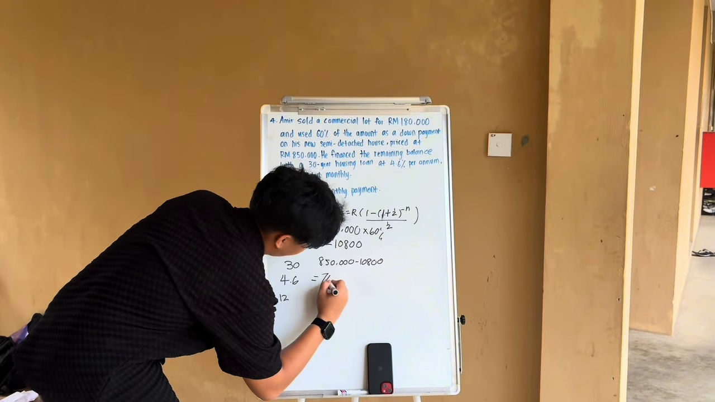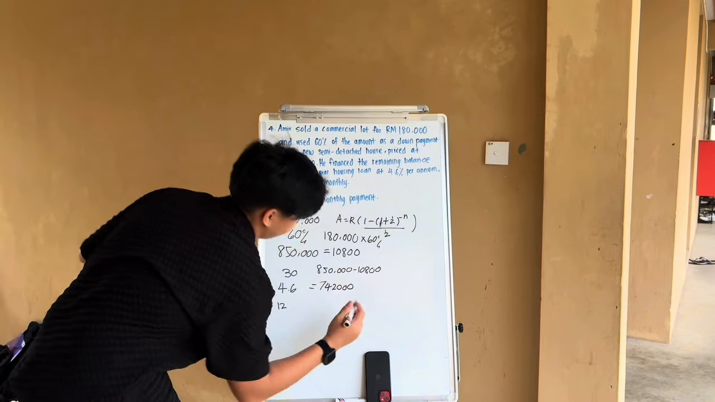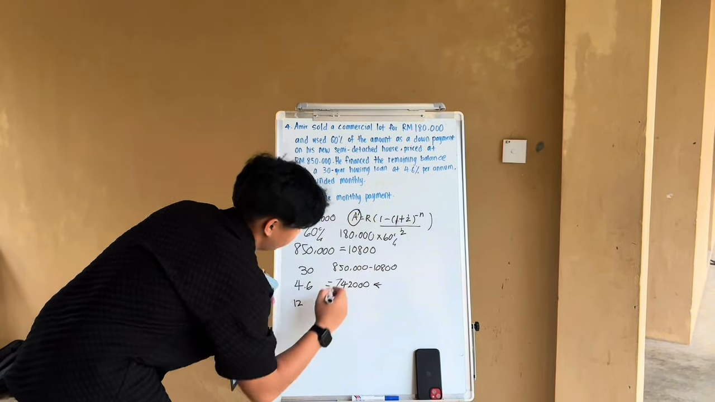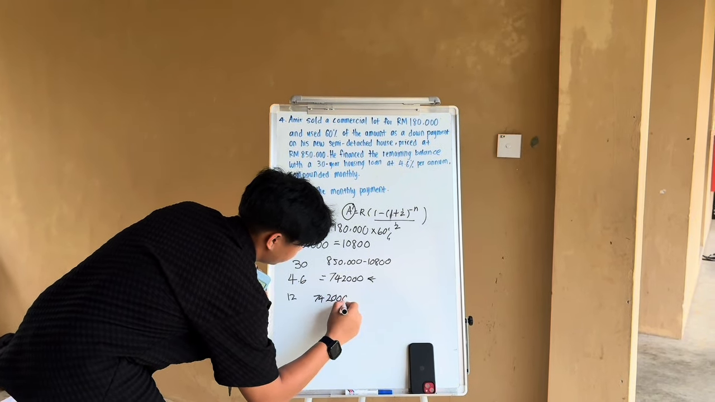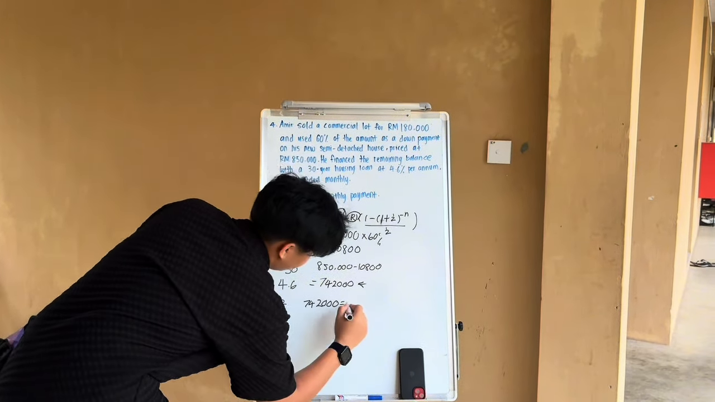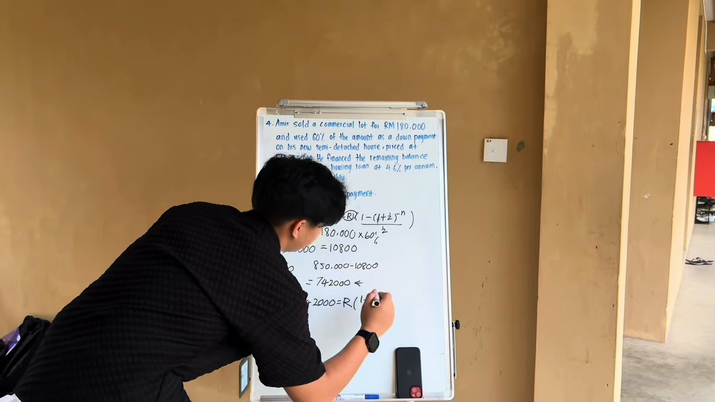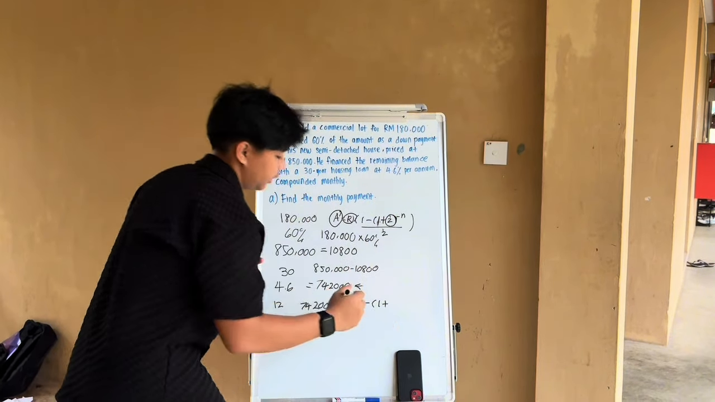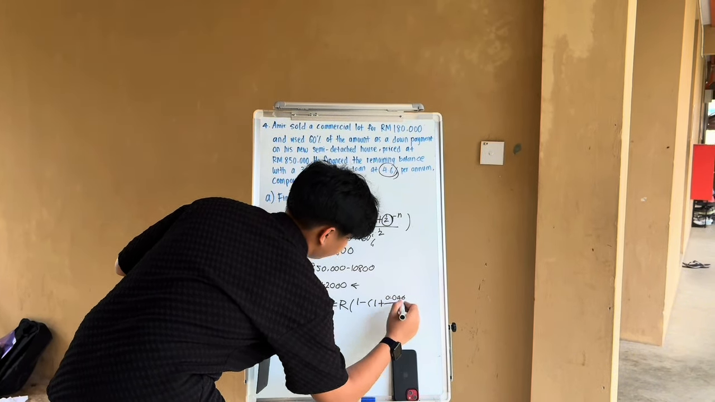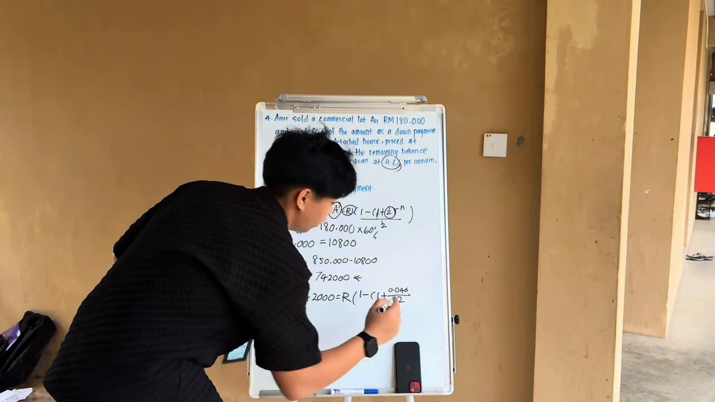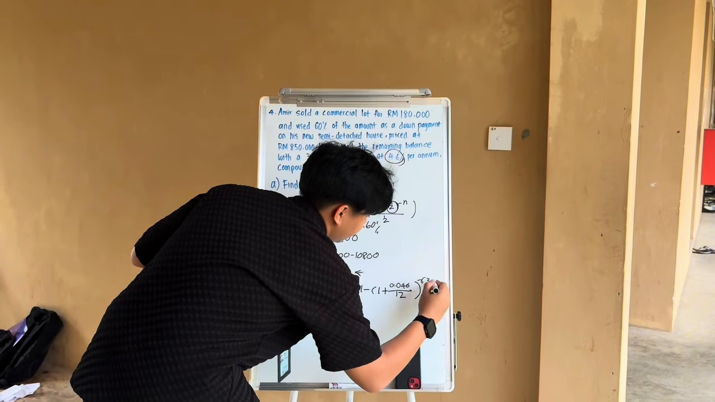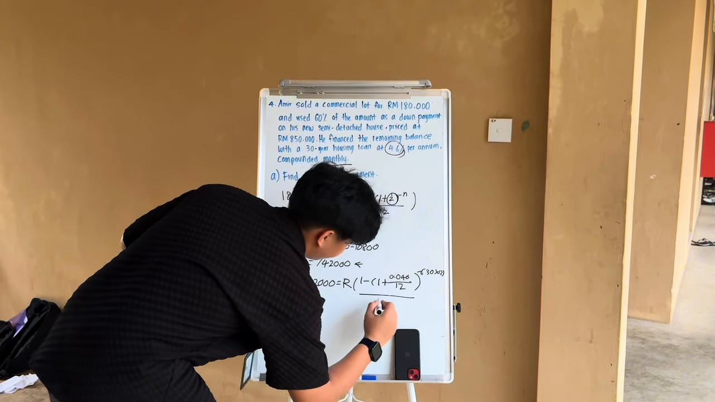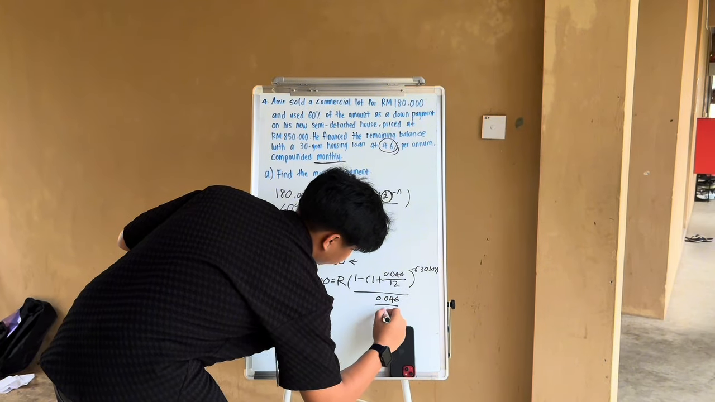So the answer will be 742,000. This is the amount for A. So 742,000 equals R. We don't know the R yet, so we write just R, times 1 minus (1 plus I) where I is divided by m, which is monthly, so monthly is 12, and then powered by negative n, 30 times 12, and divided by I also.